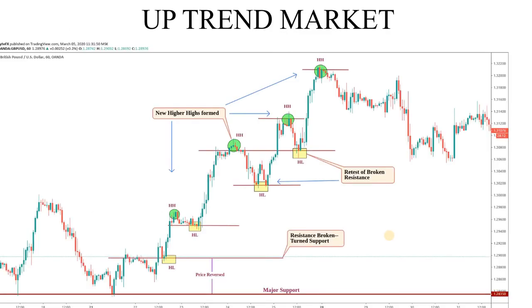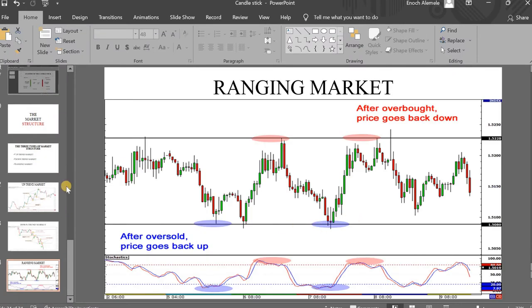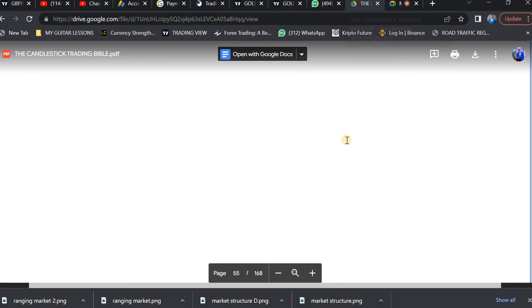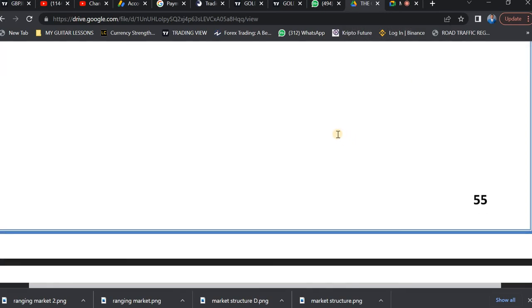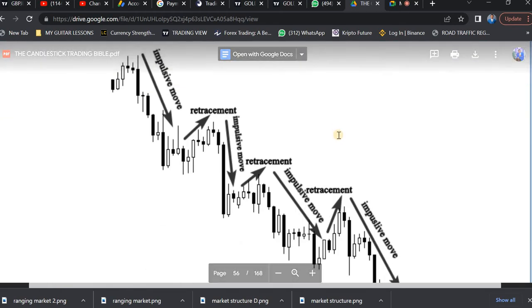Okay, then let's look at a downtrend market, a market which is moving in a downtrend. Okay, so this is a typical example.